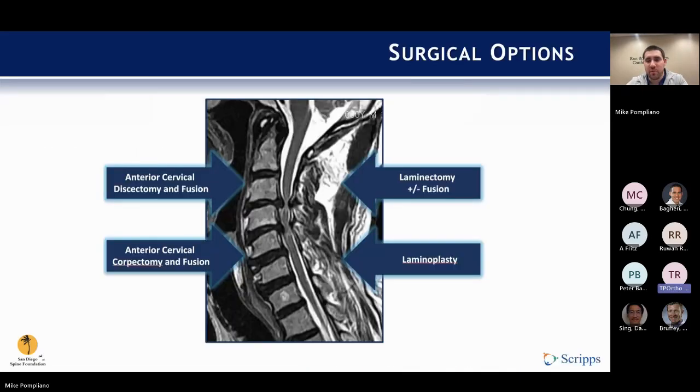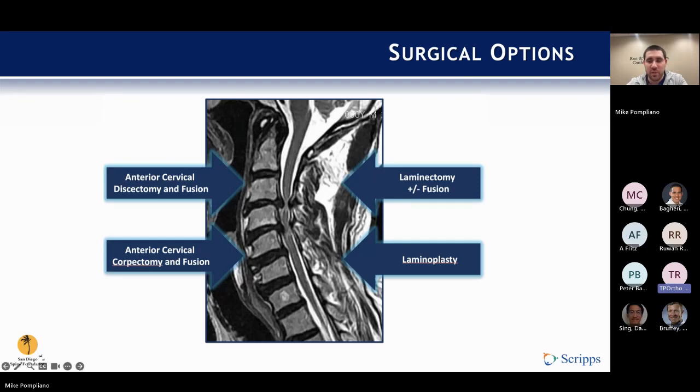So very briefly, going to cover some surgical options. Traditionally, anterior approaches were preferred, especially with 1 or 2 segment pathology, and then posterior approaches were needed for 2 or more level disease. But in recent years, it's not necessarily as true anymore. Anterior and posterior techniques have been increasingly utilized for multi-segmental disease with similar outcomes.